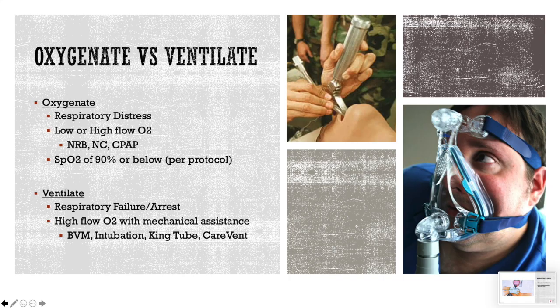And this is high flow O2 with mechanical assistance. This is going to be your BVM or intubation or King tube or CareVent. This is going to be actually mechanically assisting the body with getting air in and out. So that's our oxygenate versus ventilate.